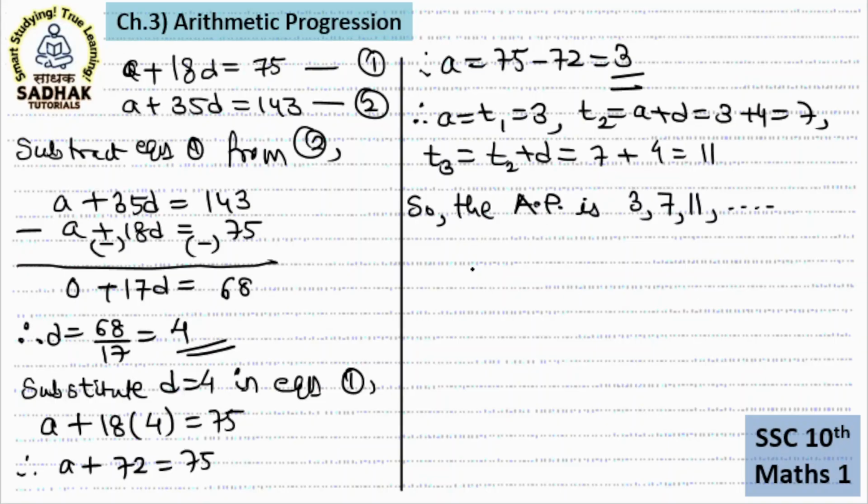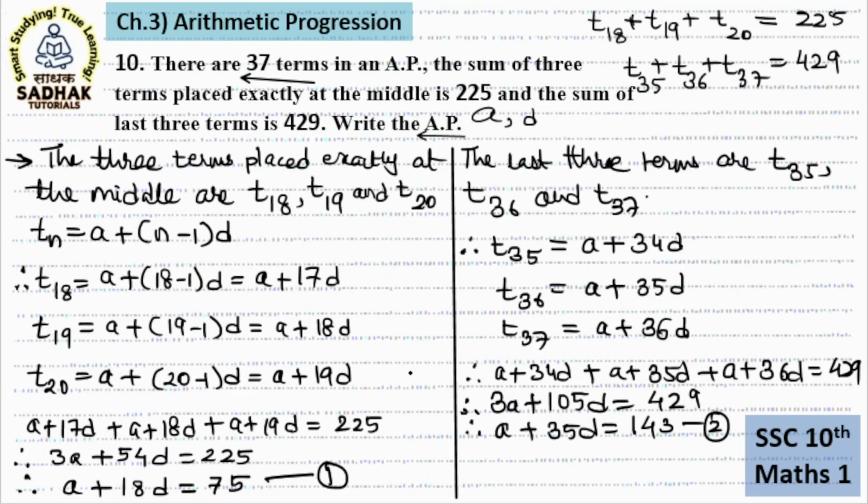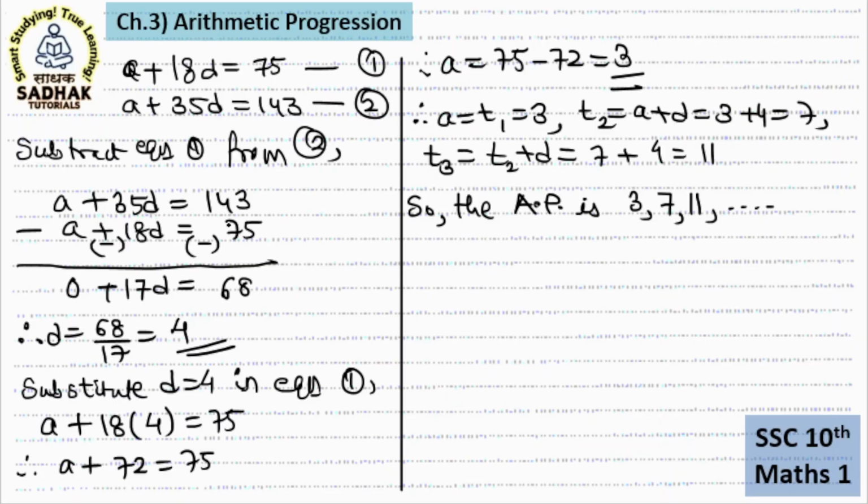So this was a little lengthy sum. This is the first part of that sum where we got the 2 equations from the information that was given, and then using these 2 equations we first found out the value of D, then we found out the value of A by substituting D in equation 1, and once we get A and D we can write the AP. So that is the answer. I hope you have understood.